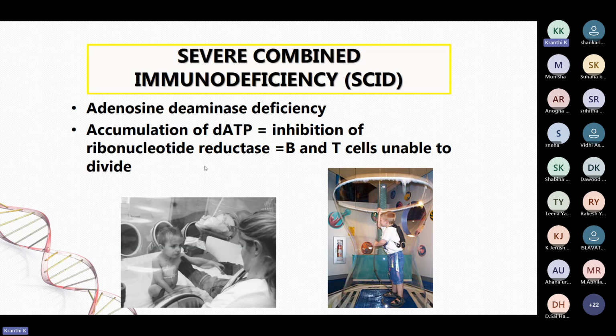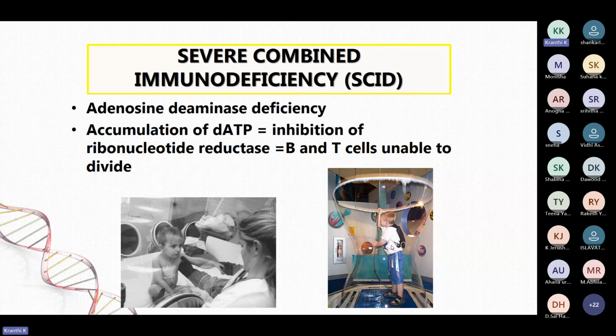What happens if B cells and T cells are not produced? B cells and T cells are useful for immunity, right? So if the person has no B cells and T cells, how will he survive? He cannot survive, right? So these types of children may die within a year or below a year. There is one case also that's called the bubble baby disease. We also call this the bubble baby disease. Can you see this bubble? This plastic bubble is there.